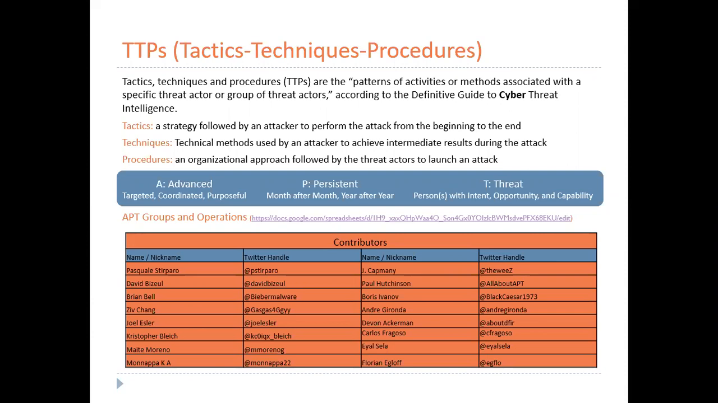It depends on what kind of tools you use. For example, you might send a phishing email or you might drop a USB at the physical entrance of an organization. So these are the techniques. Then procedures: an organizational approach followed by the threat actors to launch the attack. So you define a strategy, then you choose your tools, and then you write a procedure for how you are going to attack. Basically, APTs, advanced persistent threats, have targeted, coordinated, or purposeful attacks.